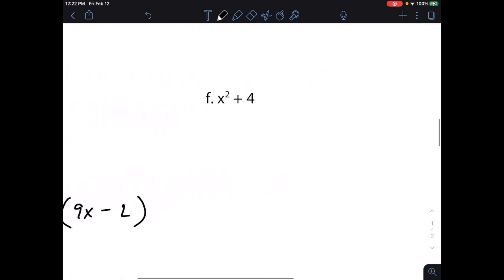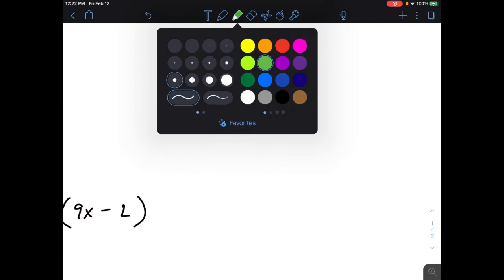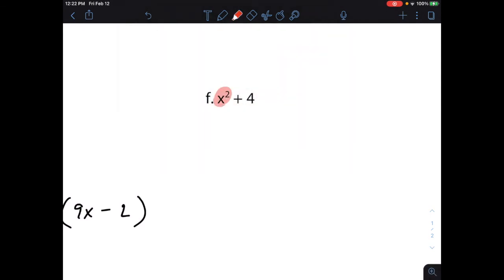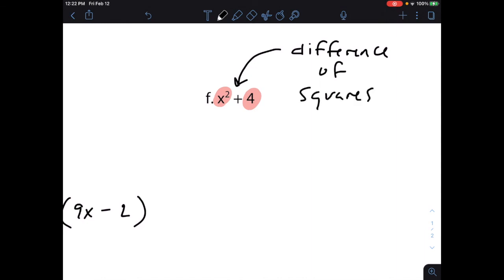One more. I see a perfect square. I see another perfect square, but I see a problem right there. This is called the difference of squares. And a plus sign does not allow us to see the difference of squares. So if you see a plus sign between two perfect squares like this, it is something that we would say is not factorable.